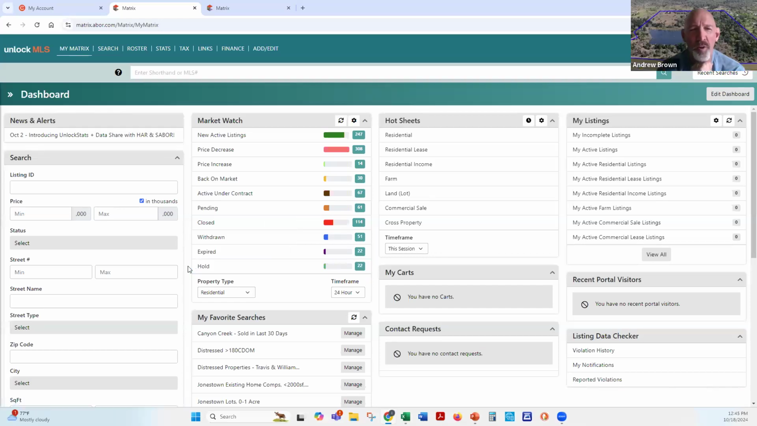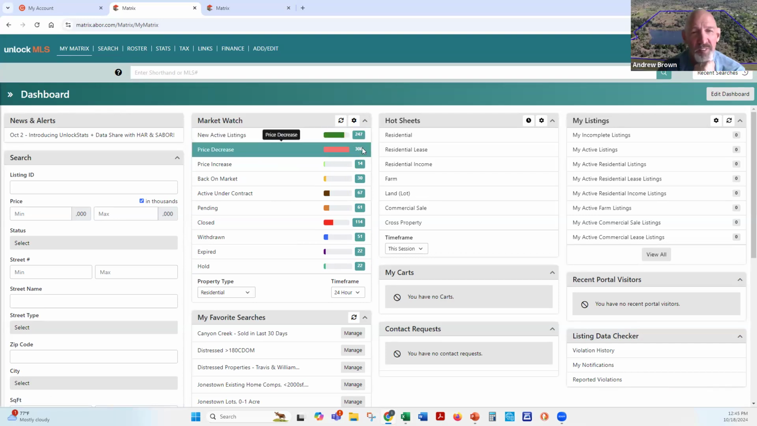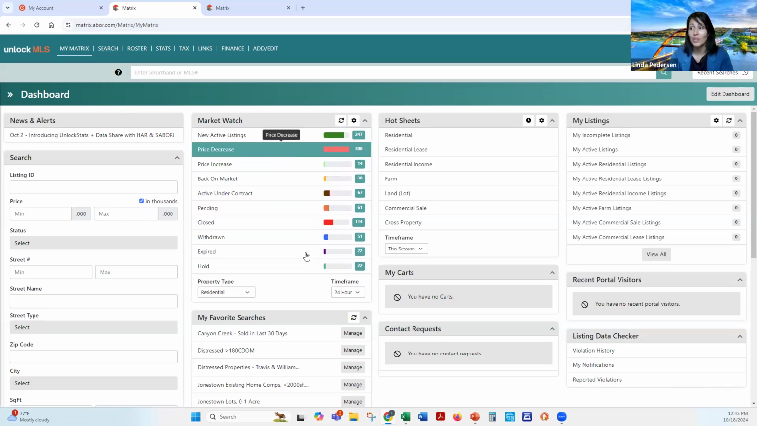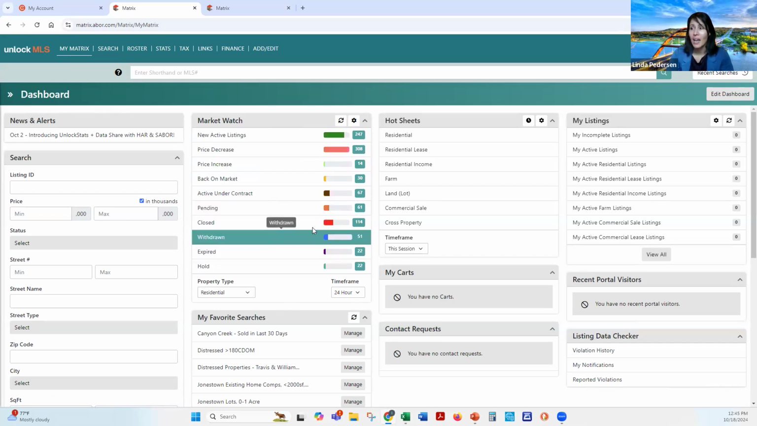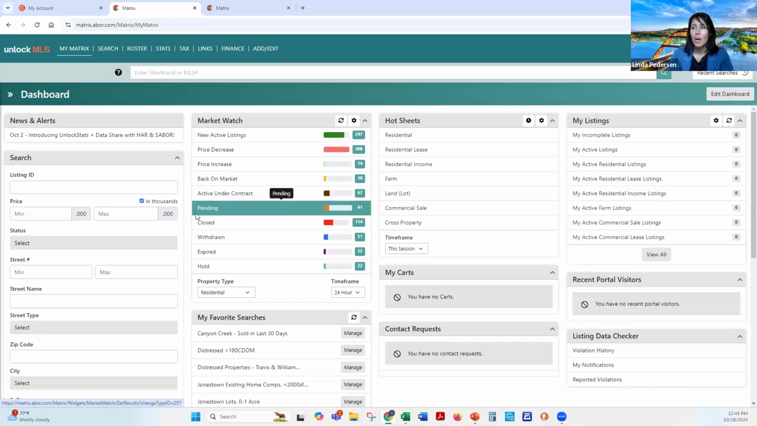Look at all those price increases. Does that tell you what our market is right now? Yeah. Look, none, all these price decreases but no price increases. Wow. There's more price decreases than active listings. So at a high level, right there, you can tell a lot about our market. And then closed means that they sold, right? And then withdrawn, expired, hold.